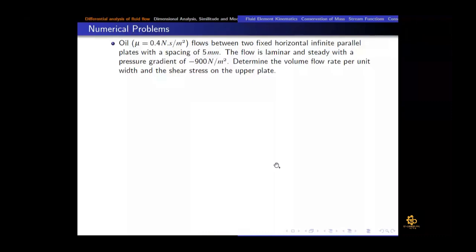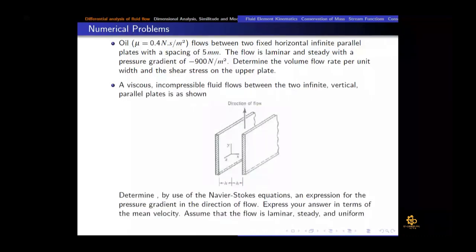So we continue with the second numerical problem. Now we have two parallel plates, but the difference here is that the direction of flow is in the positive y direction. It is not in the x direction as we did for the flat plate flow. So now we would also have the contribution of the gravitational force, because now it is partial y. We need to determine the expression for the pressure gradient in the direction of flow, and then write it in terms of mean flow.